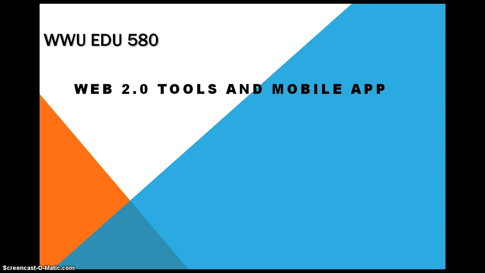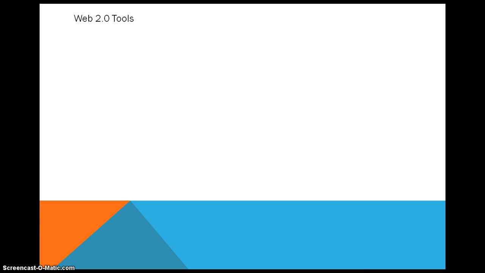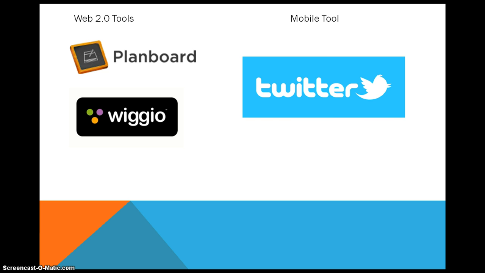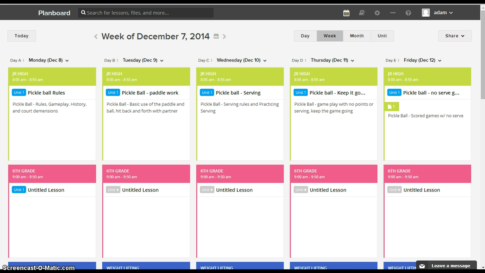This is my Web 2.0 tools and mobile app video presentation for William Wood EDU 580. The two Web 2.0 tools that I chose to use were Planboard and Wigio, and for my mobile app I chose Twitter. The first tool that we're going to look at here is Planboard, and what Planboard is basically is just a web-based lesson plan.